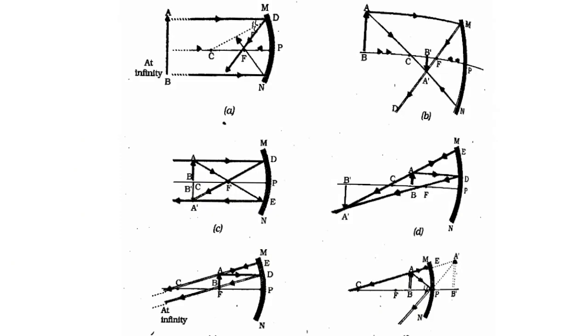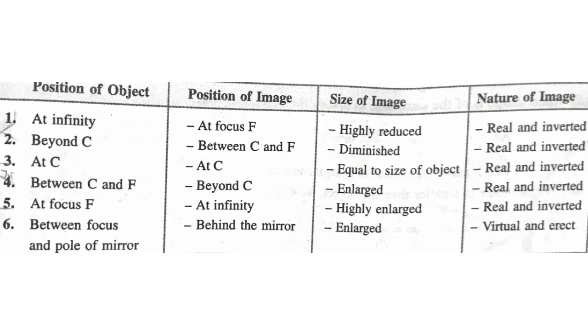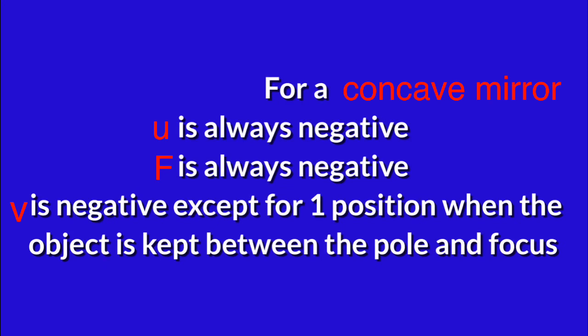For different positions of object in front of concave mirror, we get different position, size and nature of the image. Children, always remember, for a concave mirror, u, that is object distance, is always taken negative according to the sign convention. Even the focal length f is always taken negative. V is negative except for one position, when the object is kept between focus and pole, in which case we are taking V as positive.